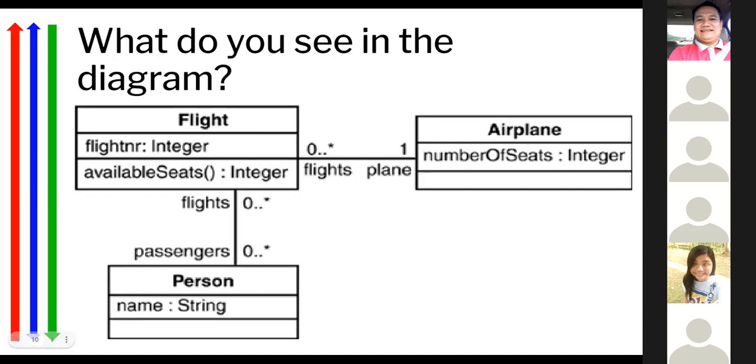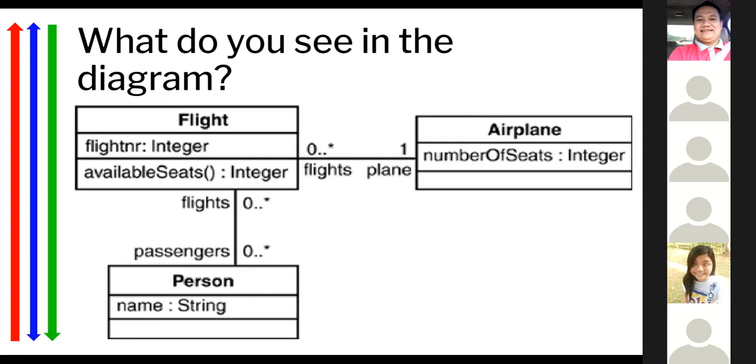Okay, so here is an example of a class diagram. What do you see in the diagram? We have three classes here: flight, airplane, and person. What this diagram implies is that for every flight, or zero to many, the asterisk is a multiplicity, zero to many, flights could have zero to many passengers.